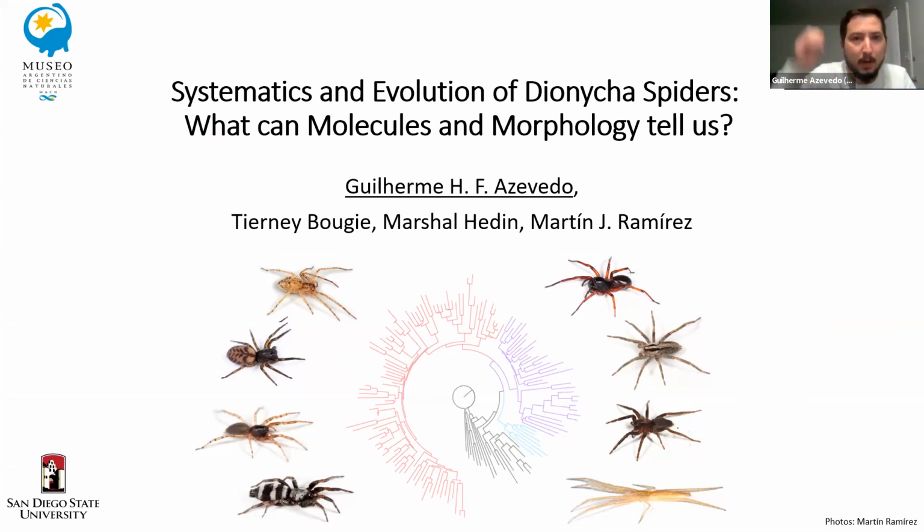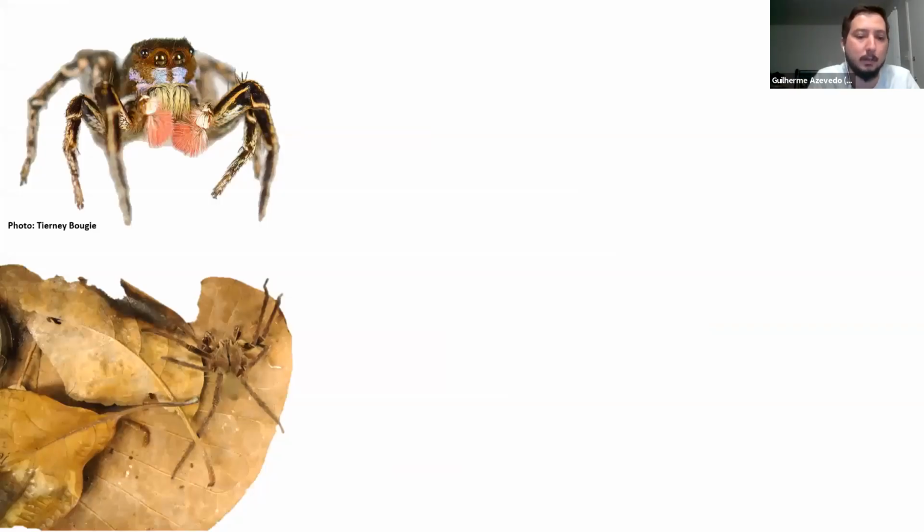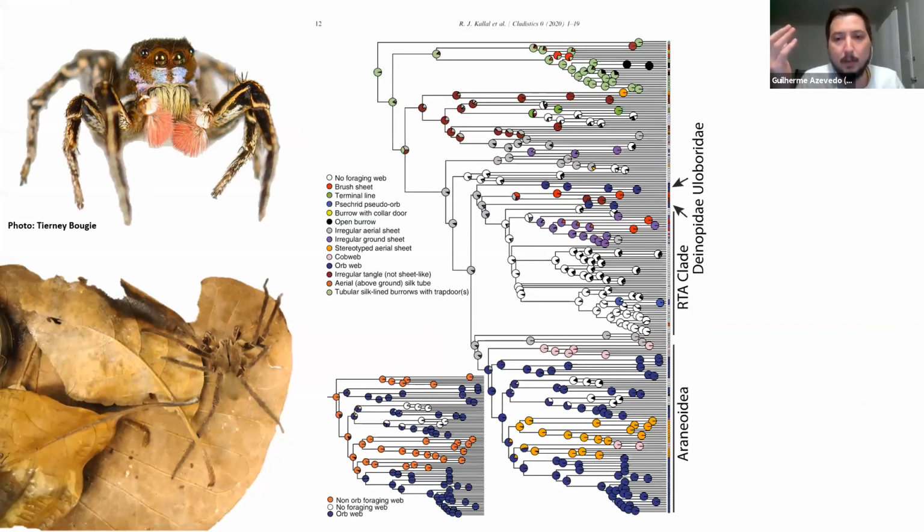So we know that webs are a really interesting thing in spiders, certainly the most striking feature of spiders. But we need to remember that most species do not build webs at all, like the jumping spiders and the wandering spiders. Here we have, I think, the most recent phylogeny of spiders with the ancestral state reconstruction of web. I'm not going to go into details here, but certainly you can see more in the next talk, I think.